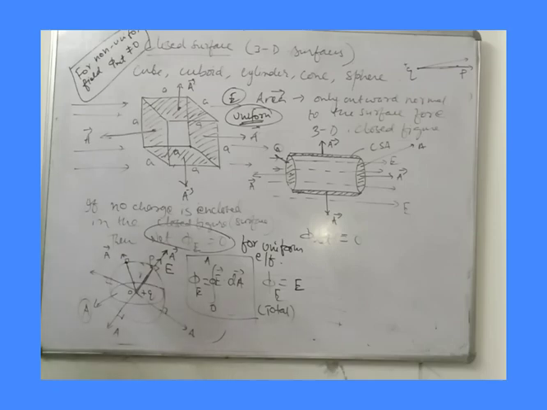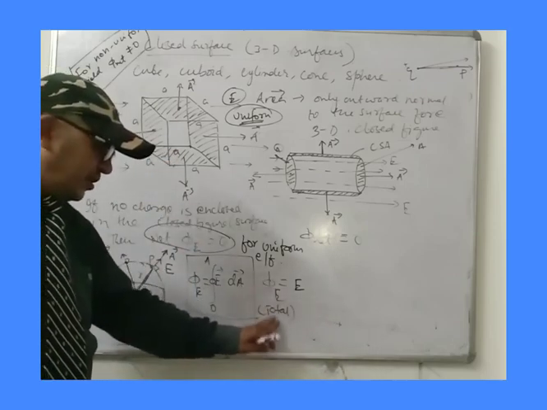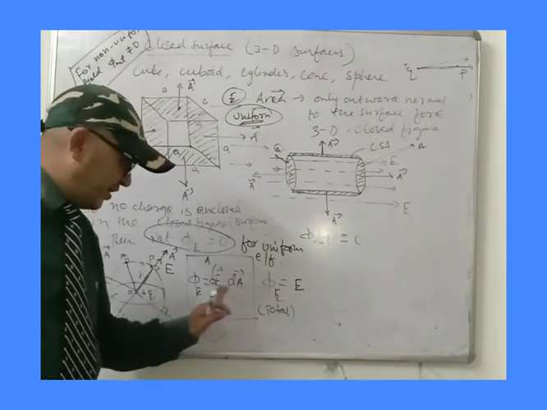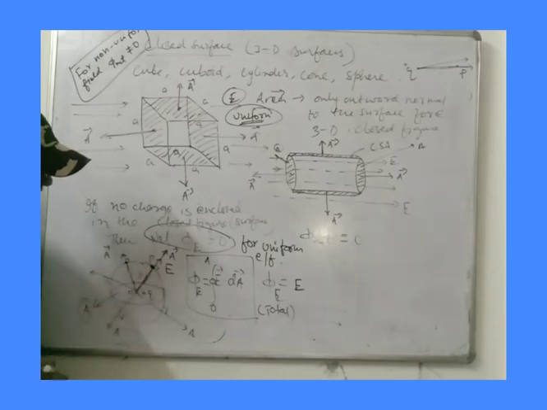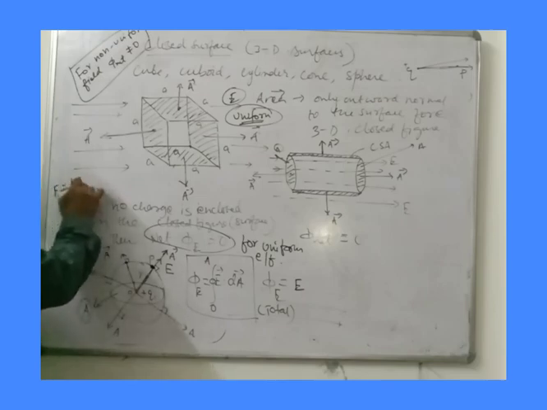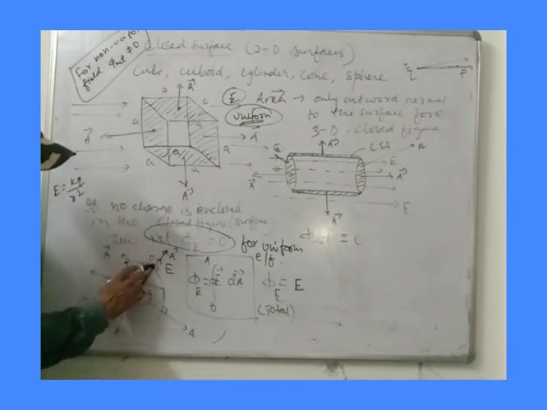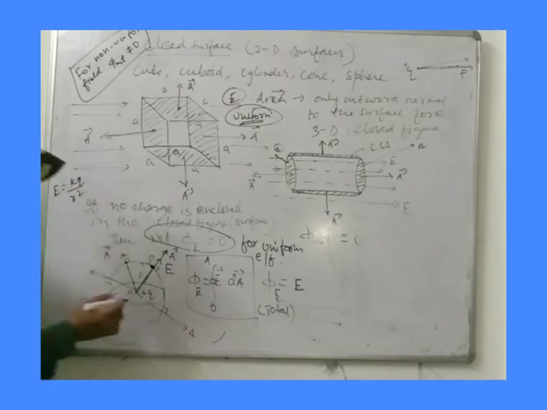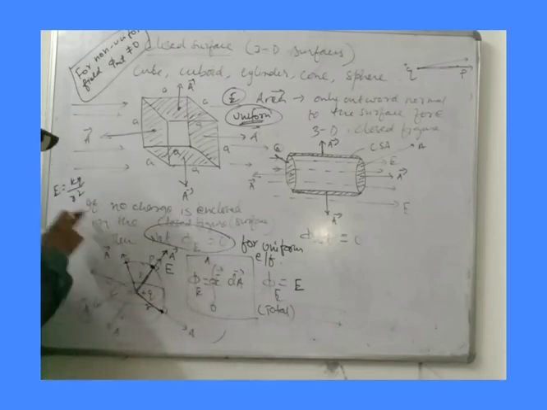Now come here. Total electric flux is equal to E constant. Why E constant? Think at this point, what is the formula of electric field? Electric field is equal to KQ by R square. This is Q, K is constant, R is this R. So at this point, electric field is KQ by R square. At this other point, electric field will be the same. This is also R. Same Q, same R, same formula.